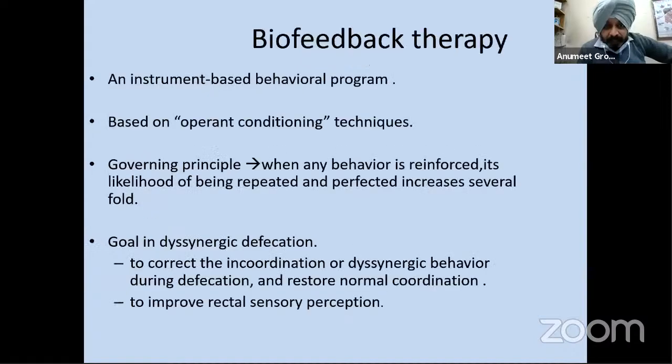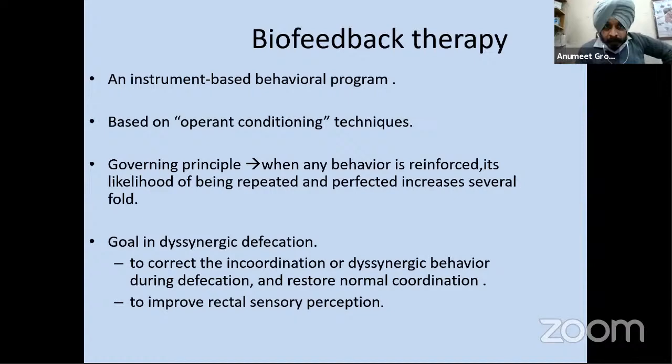Biofeedback therapy is the instrument-based behavioral program based on operant conditioning techniques. The governing principle is that when any behavior is reinforced, its likelihood of being repeated and perfected increases several fold. So this is important, the governing principle in biofeedback therapy.